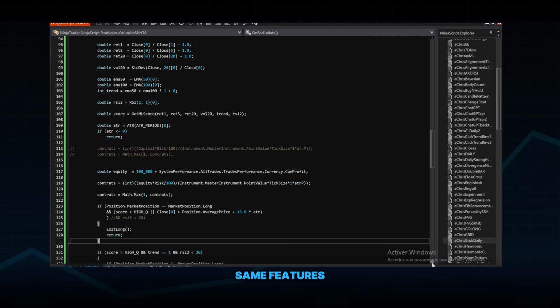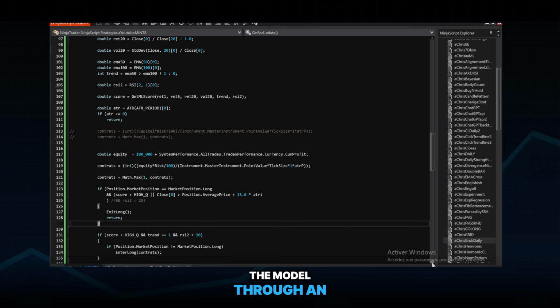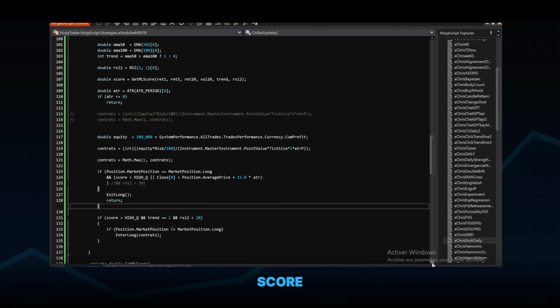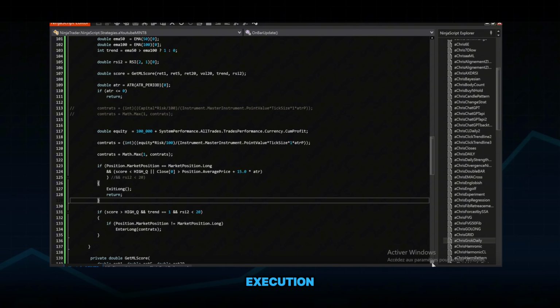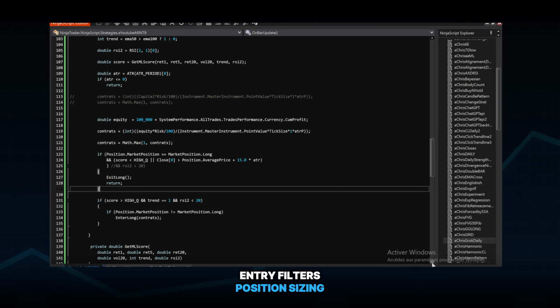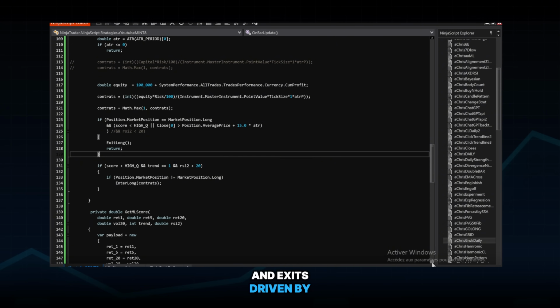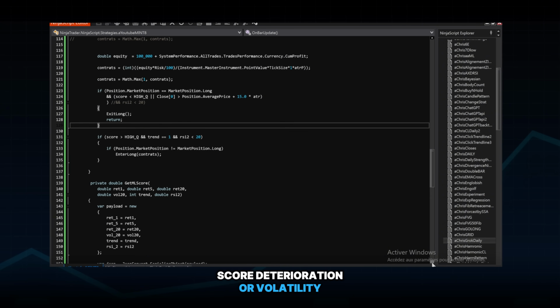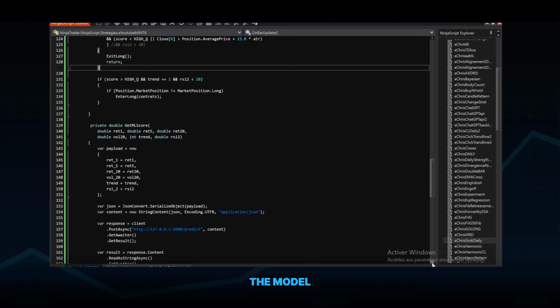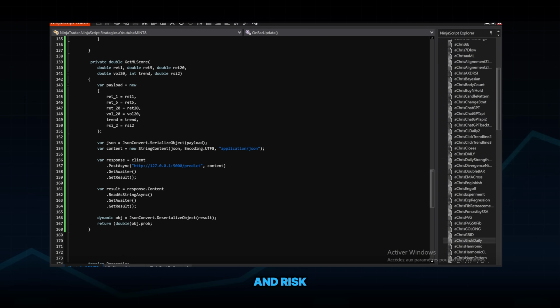NinjaTrader rebuilds the same features in real time, sends them to the model through an API, and receives that probability score. From there, it's pure execution, entry filters, position sizing based on risk, and exits driven by score deterioration or volatility. The intelligence lives in the model. NinjaTrader handles execution and risk.